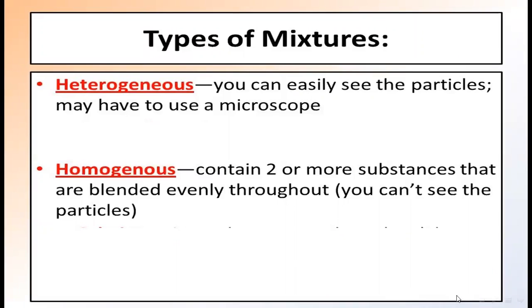First of all, you must know the types of mixtures. We have two types of mixtures, heterogeneous mixture and homogeneous mixture. In a heterogeneous mixture, you can easily see the particles, or may have to use a microscope. And a homogeneous mixture contains two or more substances that are blended evenly throughout, and you cannot see the particles. So how many types of mixtures do we have? We have two types, heterogeneous mixture and homogeneous mixture.